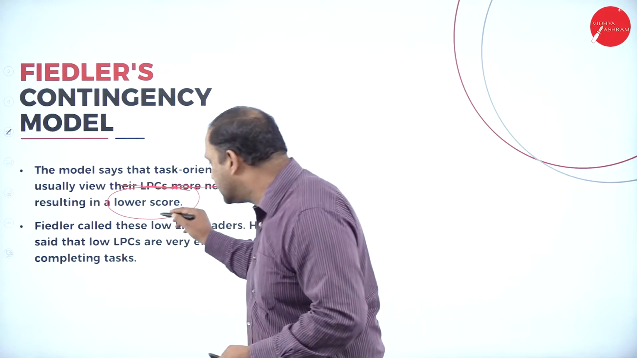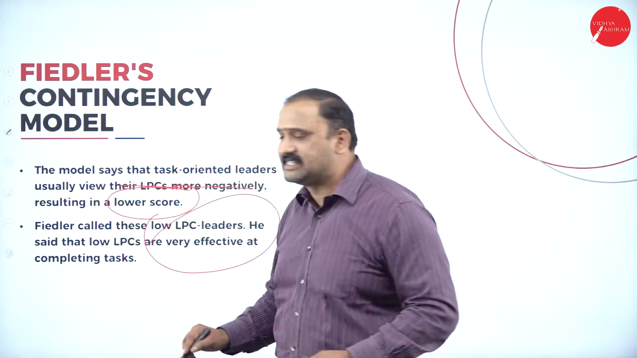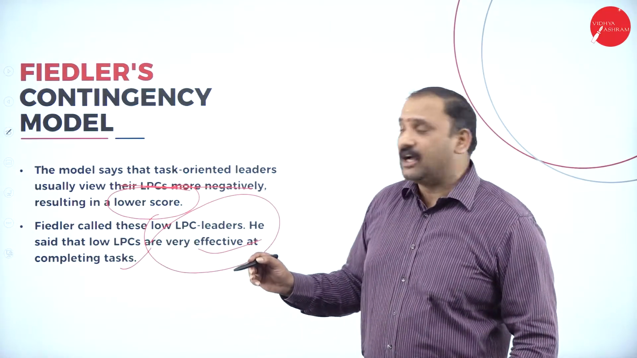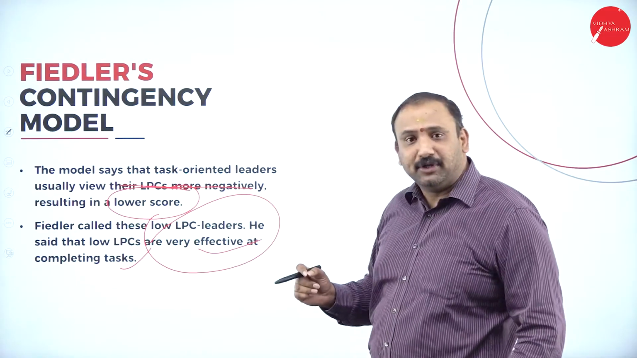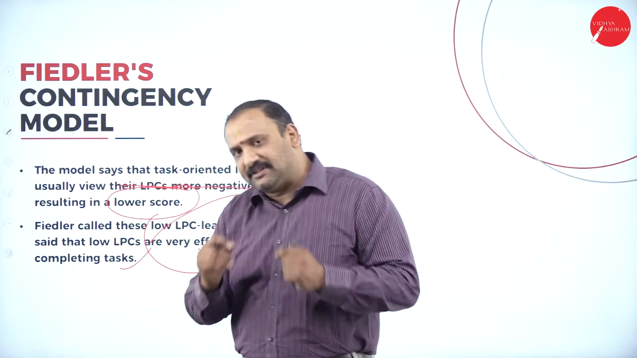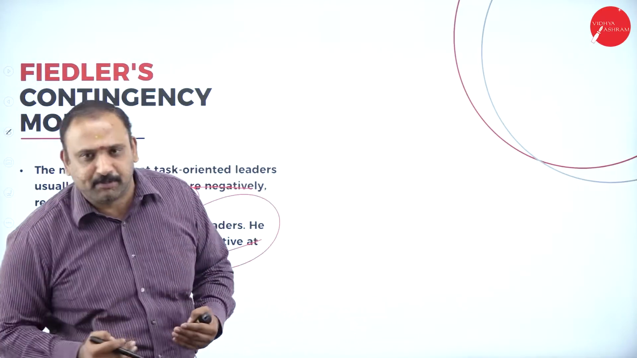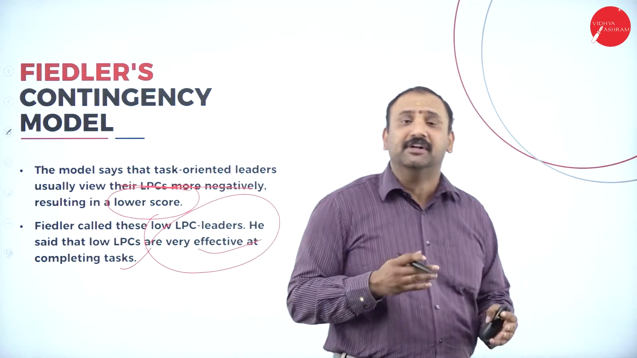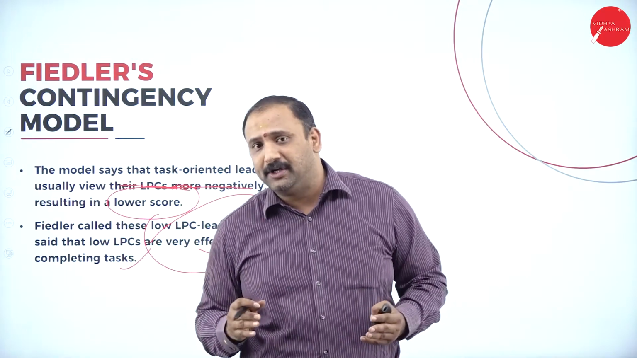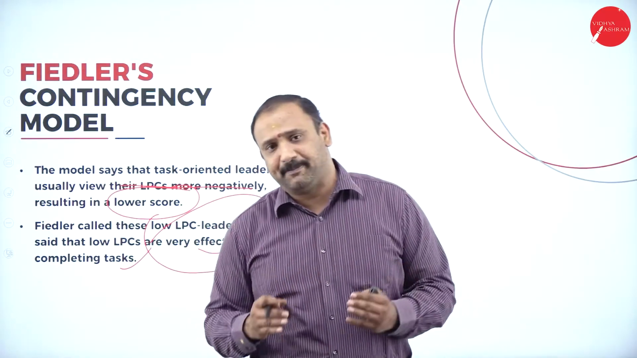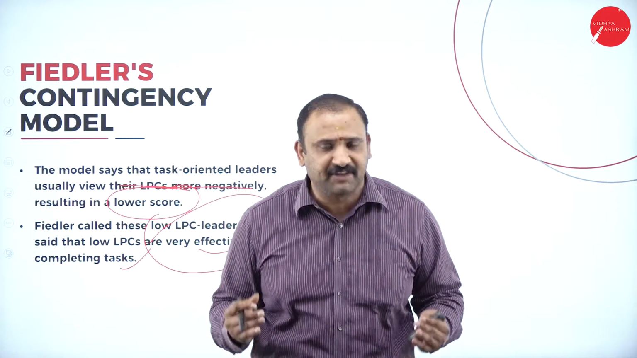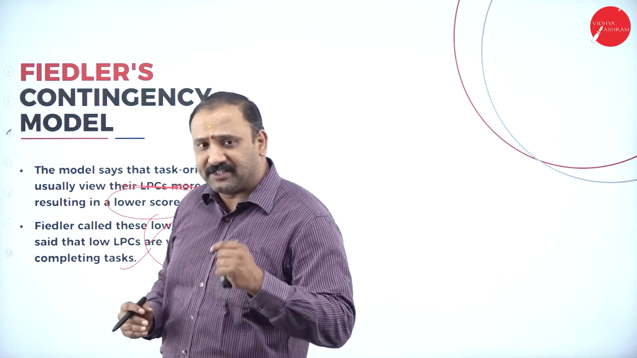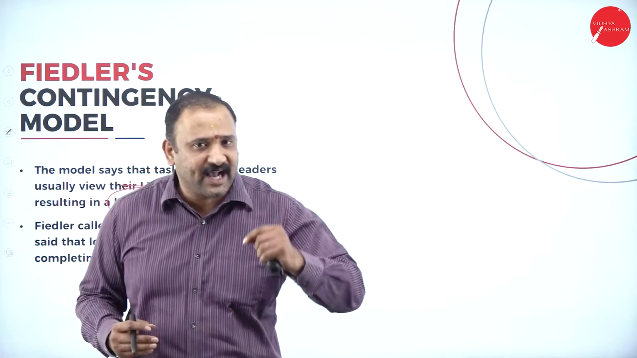Now, Fiedler calls these low LPC leaders, and he says that the low LPC leaders are very effective at completing tasks. This is where you will see that when you score that low, when you don't have that relationship, when you don't have that emotional bonding, you are not really bothered about the organization in terms of relationship. You are not worried about whether the employee is in a good mood, whether he is capable or not capable, what has happened in his life. No, I don't want to know the day-to-day affairs. I am only bothered about whether the employee is able to complete the task that is given.